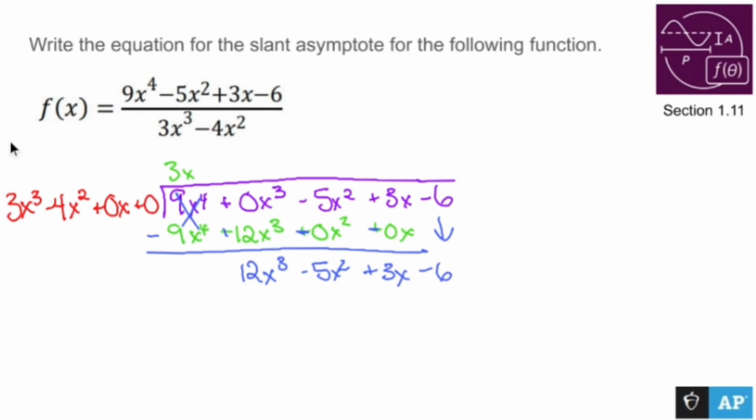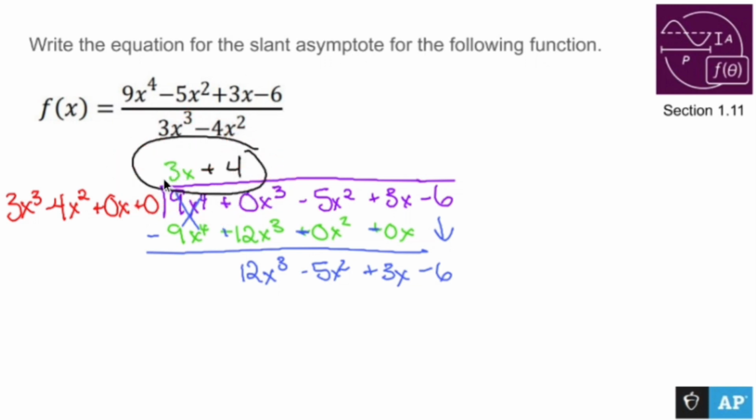Because my next step is to repeat what I did at the very beginning. 3x cubed times what gets me 12x cubed? Well, 3 times 4 is 12. And x cubed times 1 is x cubed, so I don't need anything more. Now, at this stage, I'm done. And you might be thinking, well, you have to multiply 4 to that and find your remainder. No, I don't. I don't care about the remainder when it comes to my slant asymptote.